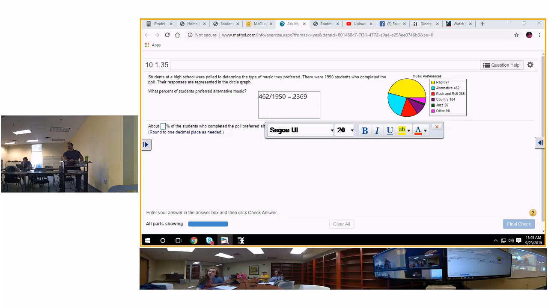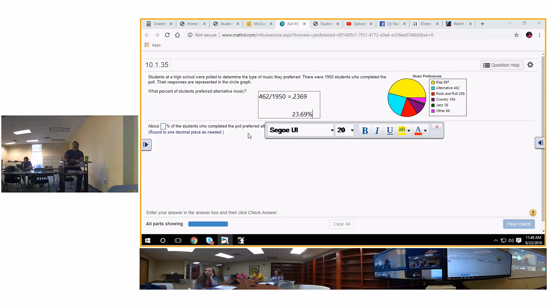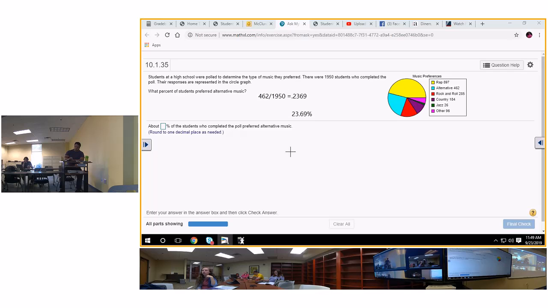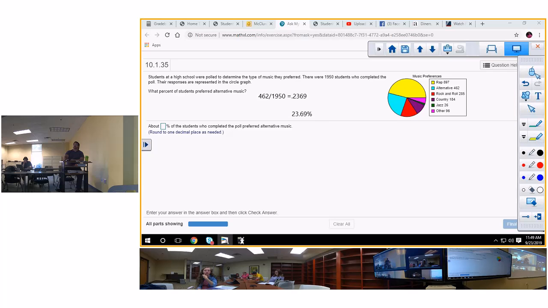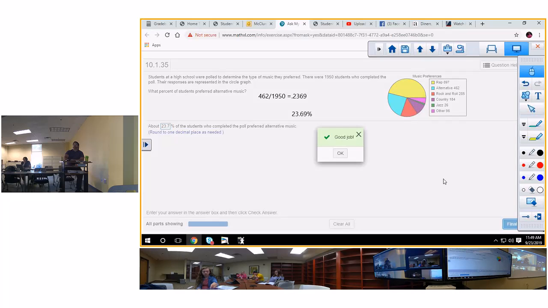Really? So I move the decimal. If I want to change from a decimal to a percent, I move 2 places to the right. 23.69%. And what does the direction say? Round to what? 1 decimal place. So that's going to be 23 point what? 23.7%. And you feel good about yourself.